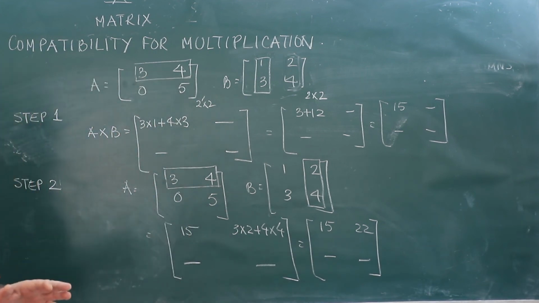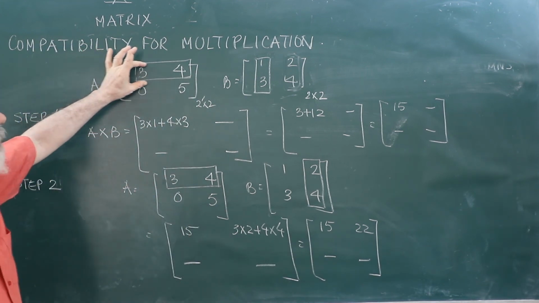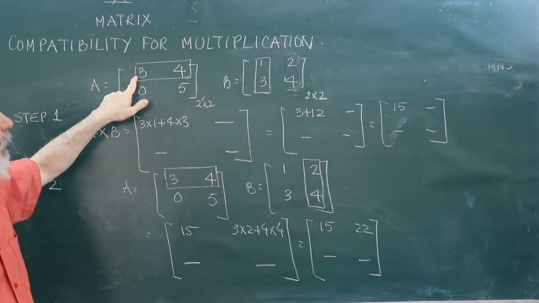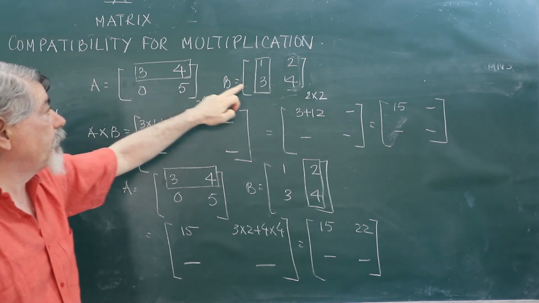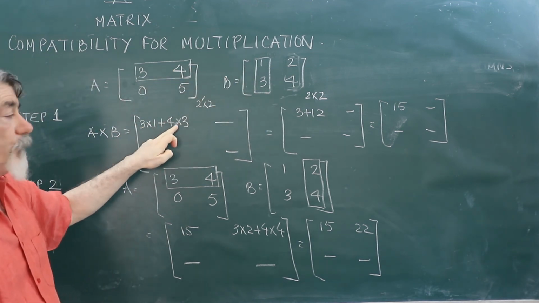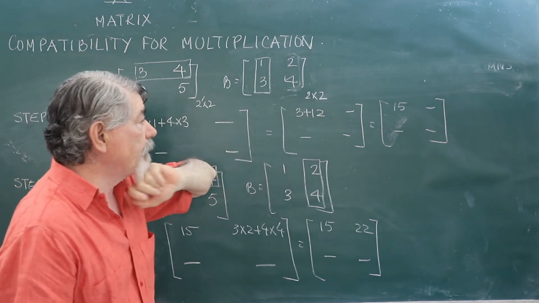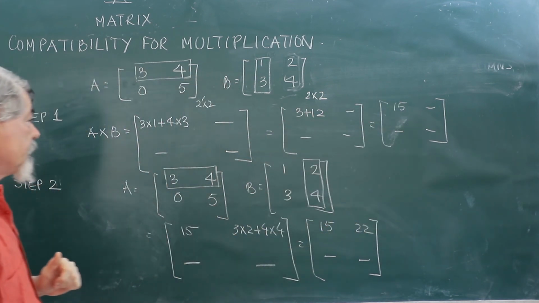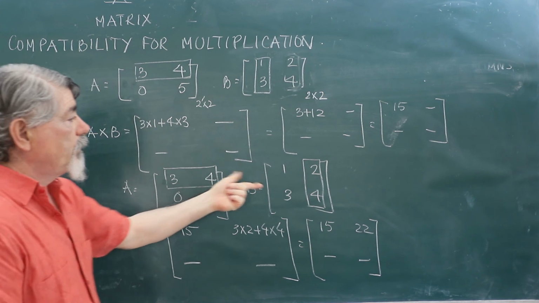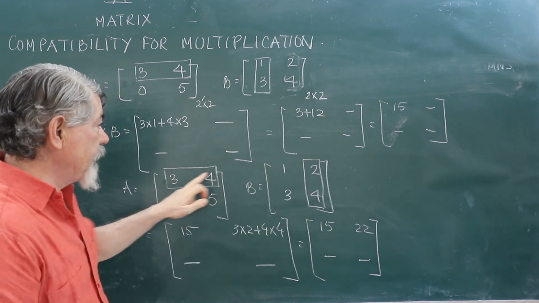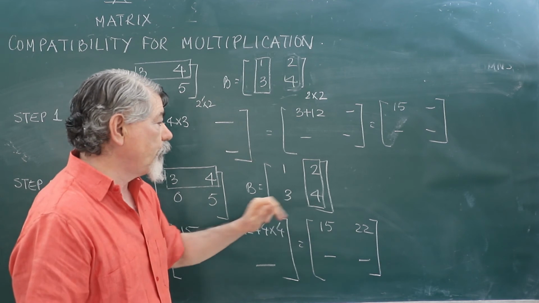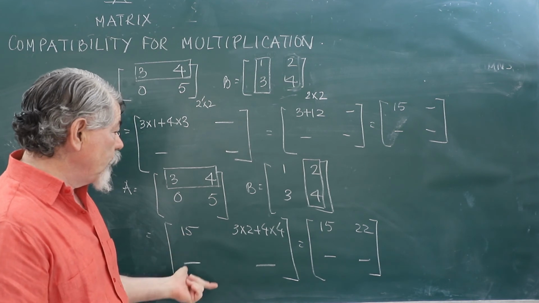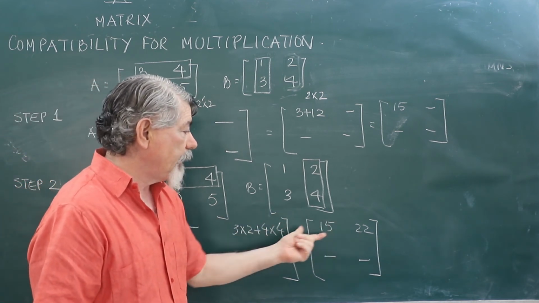So in the first step I multiplied the first row and the first column, like 3 into 1 plus 4 into 3, that is 3 plus 12. I got 15 and I left the rest blank. In the next step, I am doing first row into second column. That is 3 into 2 plus 4 into 4. That means 6 plus 16, which is 22. So we have got two elements of this matrix, A into B.